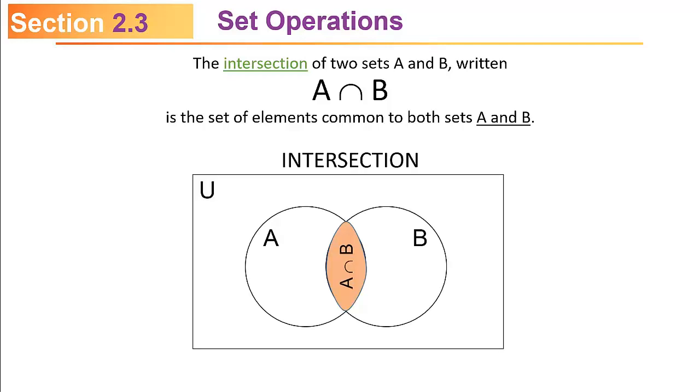Using Venn diagrams, you can illustrate the intersection by looking at the overlapping areas of the circles that represent A and B. So the intersection is the overlapping part, the elements that are in common to both sets.